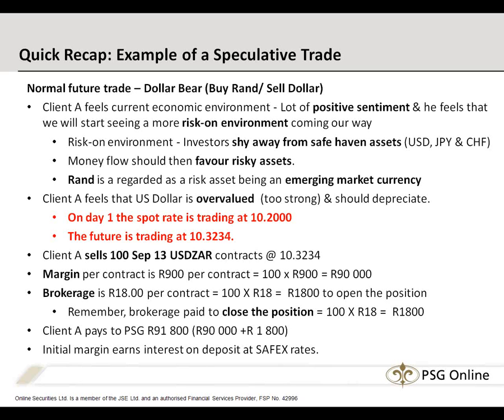So he goes and sells 100 contracts, a September contract. Remember I spoke to you just now about trading a September contract? That's how it's called. It's called September 13th. You know, it's a Monday the 13th. And then obviously that would be the futures closeout. So anyway, he goes and buys 100 contracts at 10.3234 against the dollar. The margin, remember I spoke just now about the initial margin, the initial deposit.